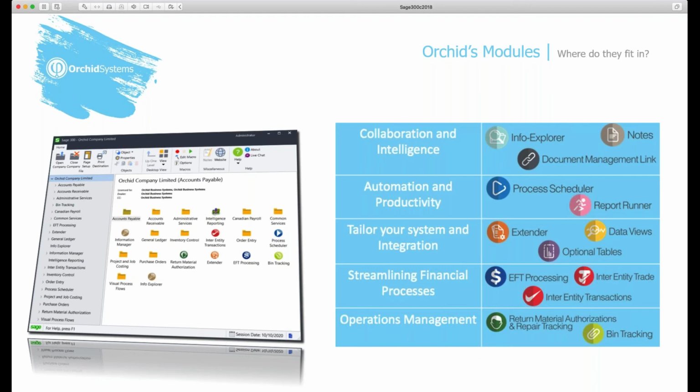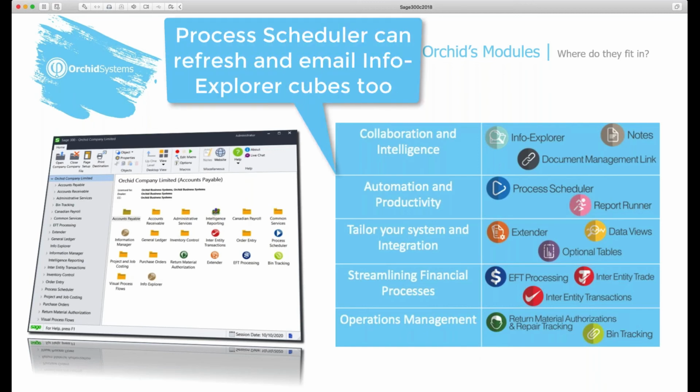In automation and productivity, we have Process Scheduler, which allows you to schedule repetitive tasks within Sage 300. For example, data integrity checks, dumps and loads, or opening and closing fiscal periods. If you're using Report Runner, which is our utility which allows you to create menus of Crystal Reports and financial reports and store the parameters the way you wish to run those reports, Process Scheduler is able to schedule and email out Crystal Reports and financial reports, which have been set up in Report Runner.